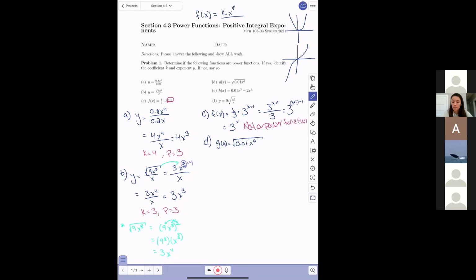We don't end up with 1 as our base here. When we divide this, we don't end up with 1 as our base because we have different exponents, right? Just like over here, when we had x to the power 4 divided by x, it does not divide to 1. So 3 to the power of x plus 1 divided by 3 to the power of 1 does not divide to 1. Does that make more sense? You're welcome. Okay, so now back to letter D, we have g of x equals the square root of 0.01 x to the power 6.